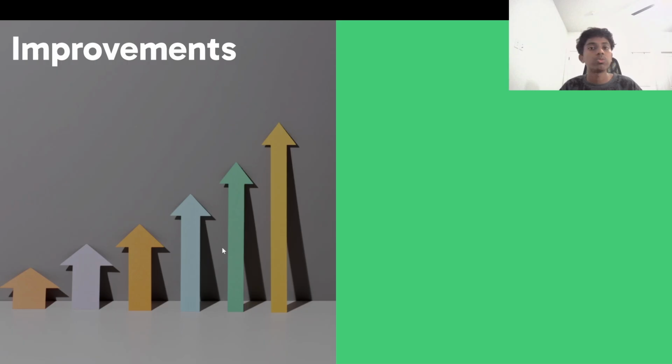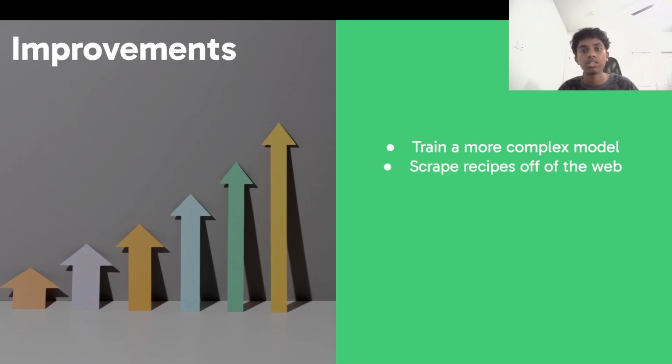So what improvements would I make for my app? So the first improvement would be to train a more complex model. I want my model to detect a wide array of ingredients, and as of now, it just detects very few ingredients. Secondly, I would scrape recipes off of the web, so that way the user will have a wider range of recipes to choose from.